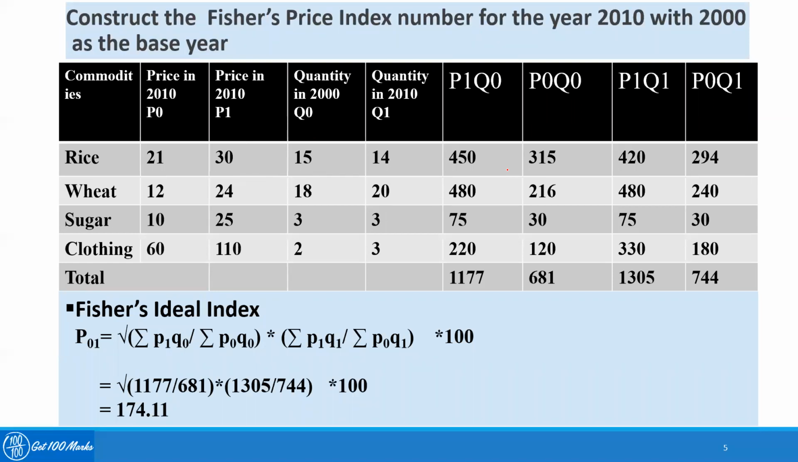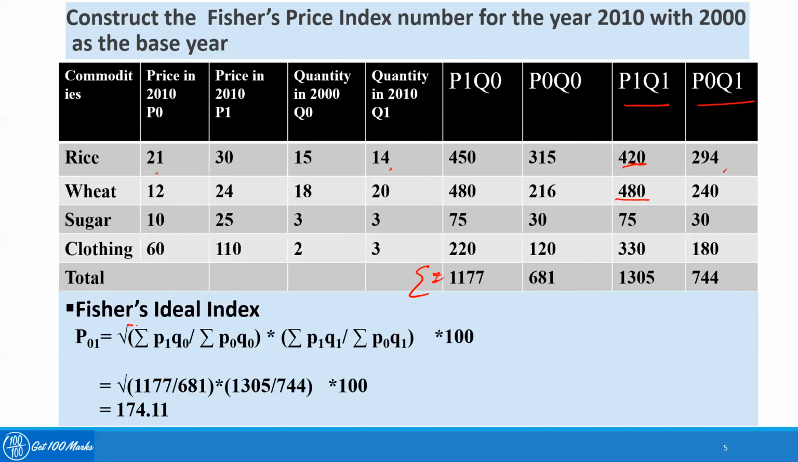Therefore we need to construct 4 more columns, which are P1Q0, P0Q0, P1Q1 and P0Q1. For each item, P is price, P0 is price in the base year, Q0 is the quantity in the base year, like that. And then we are multiplying P1 Q0, so 30 into 15, 450, 24 into 84. You can see, 24 into 20, 480, like that we have calculated P1Q0 and we have got the summation as 1177. Similarly, P0Q0, which is 21 into 15, 315, 12 into 18, 216, like that calculated. P1Q1, we have calculated 30 into 14, which is 420, 24 into 20, 480, like that. And P0Q1. P0 is 21 into 14, so calculated 294. Then 12 into 20, 240, and we have got the summation of all of them.